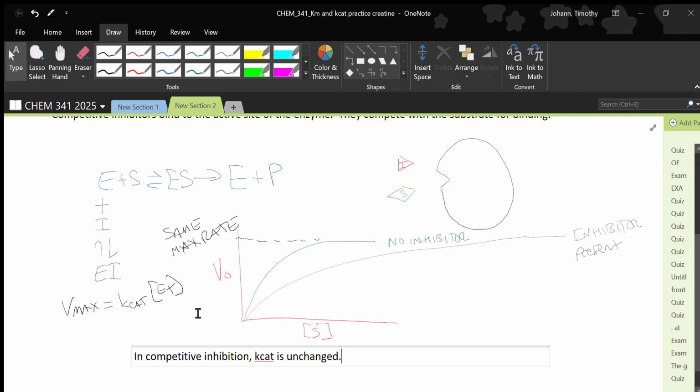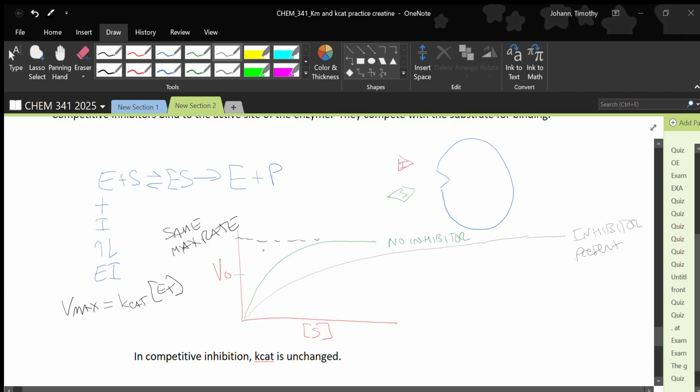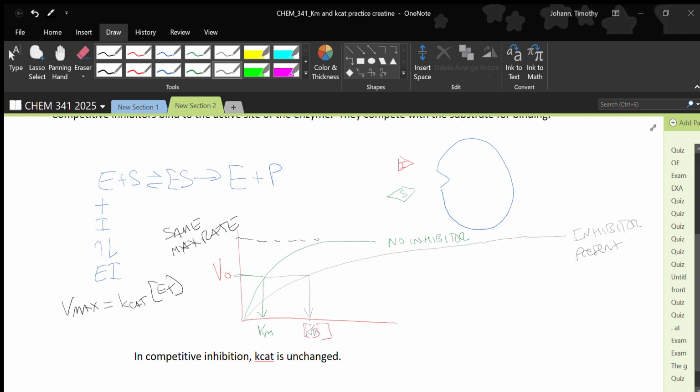Now, how do I calculate my Km from one of these graphs? It's 1/2 V naught, right? So if I follow, let me make it in green, over at 1/2 my max rate and follow it down, here's my green Km. And if I then take my gray and follow it over and down, here's my gray Km, or my inhibited Km. Is Km changed? Yes.